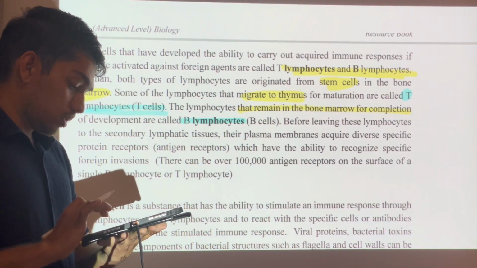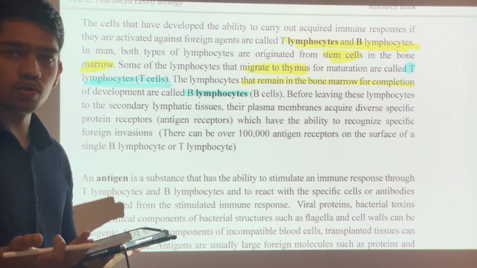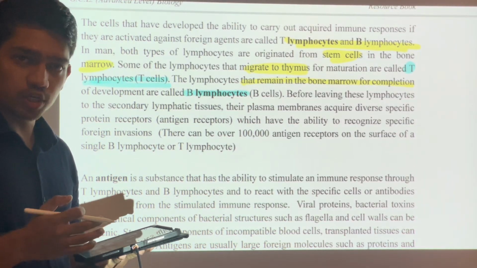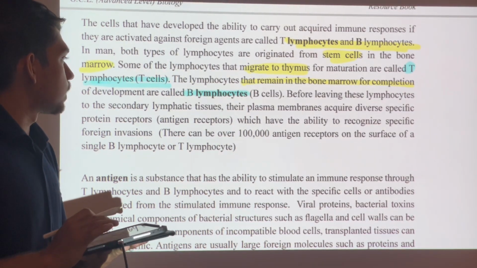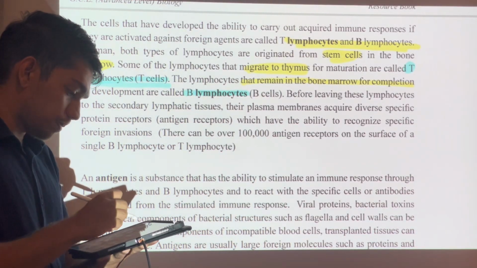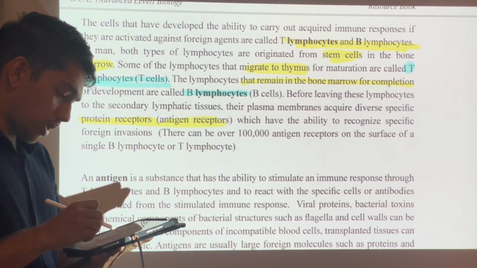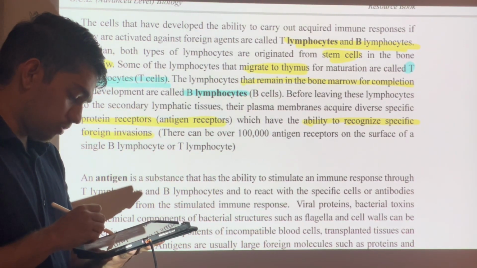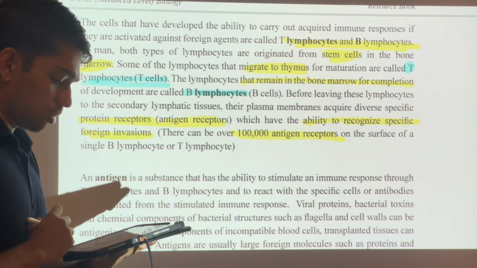Before leaving for secondary lymphatic organs, which could be lymph nodes and lymphatic tissues, okay? We'll come to that. Their plasma membranes acquire diverse protein receptors, antigen receptors, which have the ability to recognize specific foreign invasions. There can be over 100,000 antigen receptors on the surface.